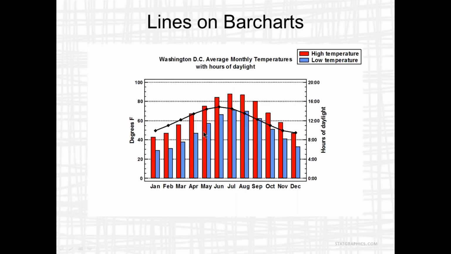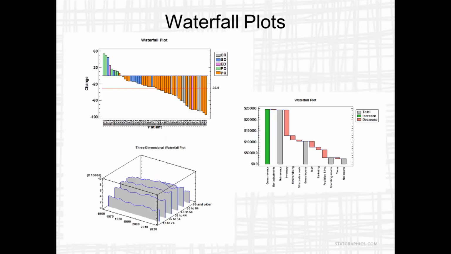Lines on bar charts. This I think is actually quite useful. When someone suggested doing it, I thought, well, that's interesting. This particular picture, incidentally, has the average high and low temperature in Washington, D.C. for January, February, March, April, and so forth. Those are the bars. The line is the average hours of daylight in that particular month. So you can see by adding a line on a bar chart, you can add quite a bit of information.